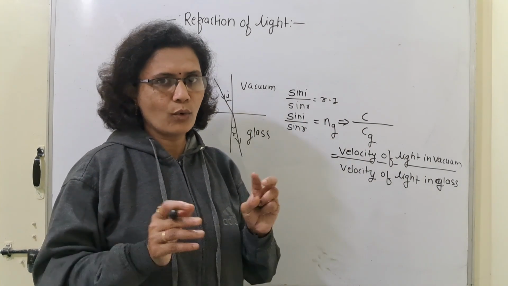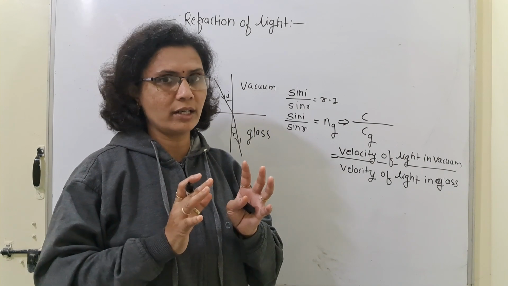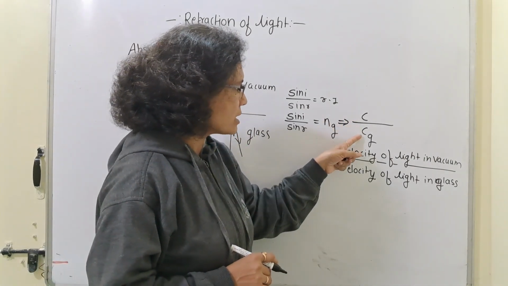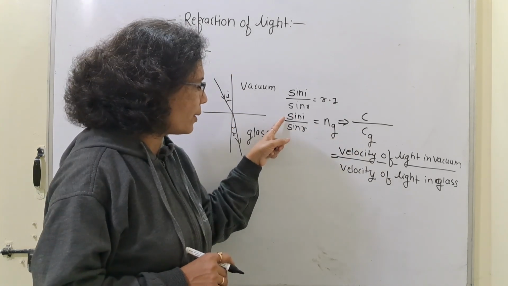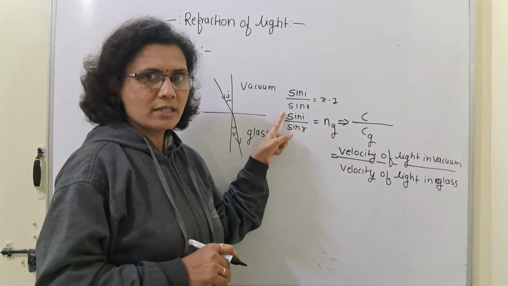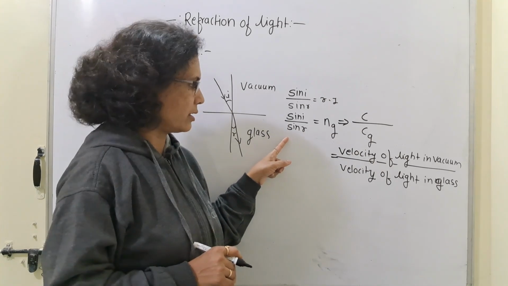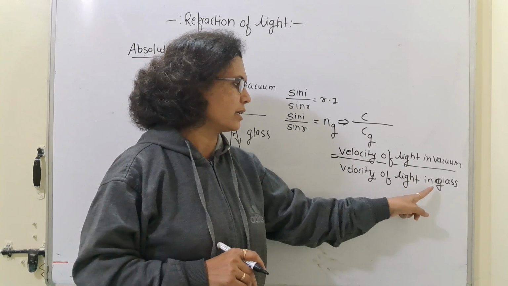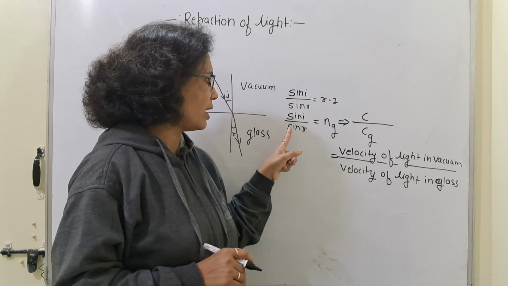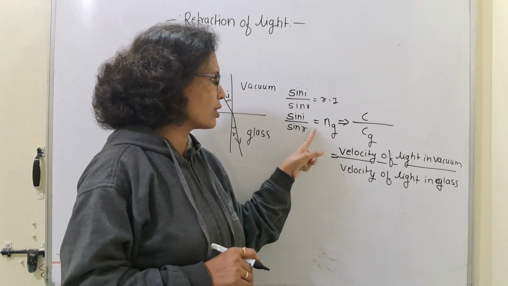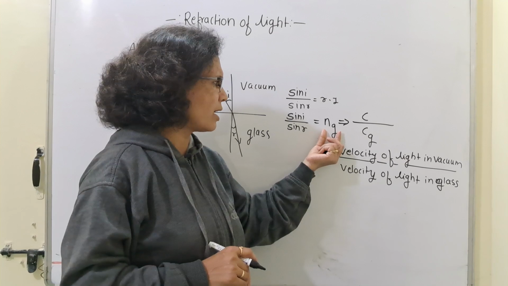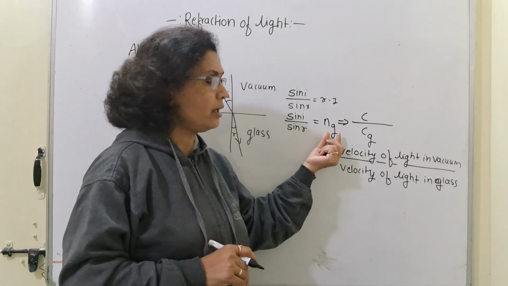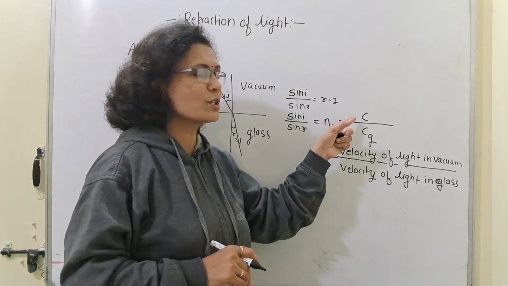Are you getting this? What is the absolute refractive index? It now has two formulas. One is C upon Cg, and the other is sin I upon sin R. Velocity of light in vacuum divided by velocity of light in glass is equal to sin I upon sin R, that is the refractive index of glass. Any medium, here glass, there will be water. If we consider air also, it will be the refractive index of air with respect to vacuum.